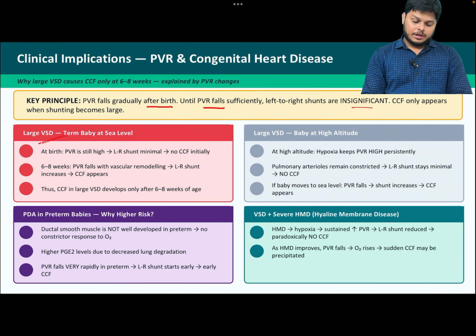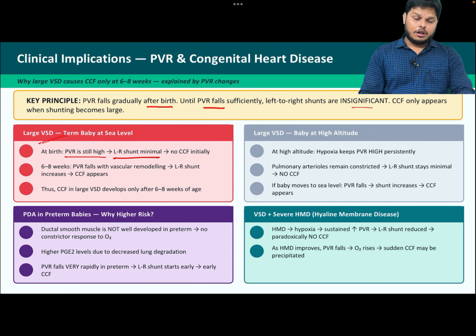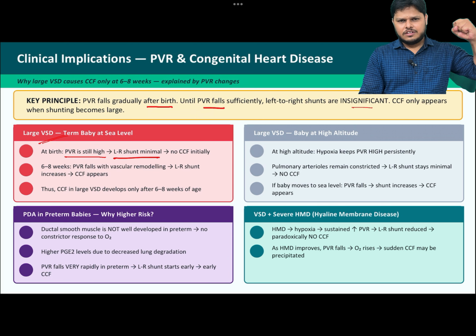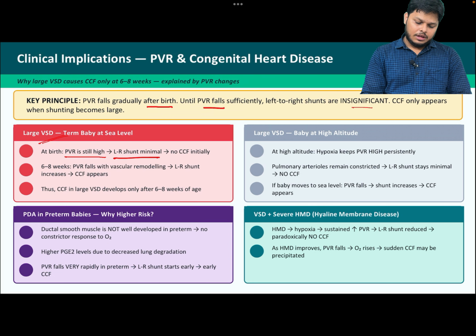So in a large VSD at birth, the pulmonary vascular resistance is still high. The left to right shunt is minimal, because as the resistance falls, the blood flow increases. As the blood flow increases, if there is a VSD, congestive cardiac failure occurs, lung congestion occurs. If the pulmonary resistance is high, there is lesser blood flow, there is no congestion, so the CCF occurs at a later stage. At 6 to 8 weeks, when the pulmonary vascular resistance falls due to vascular remodeling, the left to right shunt increases and the CCF appears. Thus, CCF in large VSD develops only after 6 to 8 weeks of age.